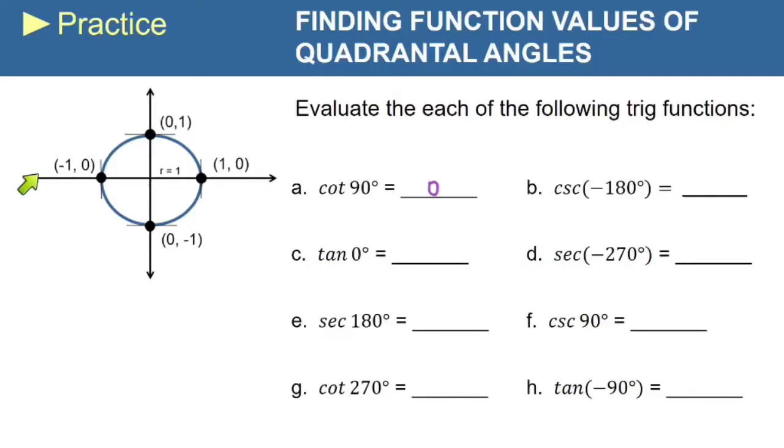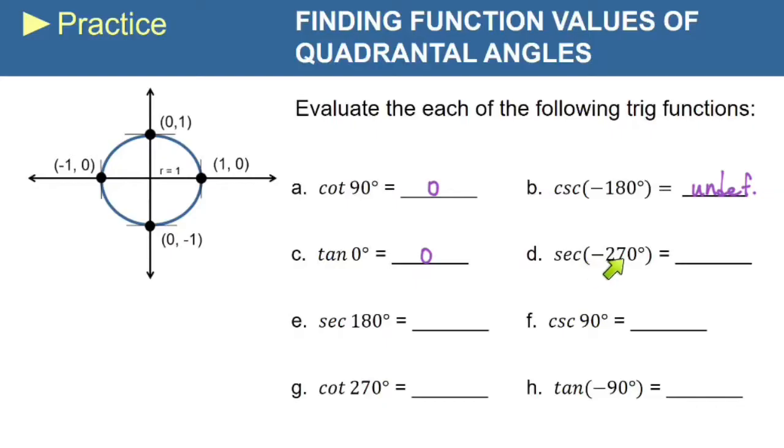Now cosecant is 1 over y, so that's going to be 1 over 0, so the cosecant of negative 180 is undefined. For part C, tangent of 0, well, 0 would have its terminal side going out the right of the circle, so that would be y over x, so that's 0 over 1, which is 0.